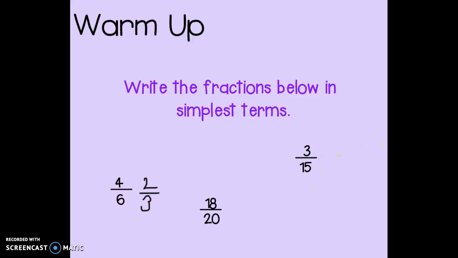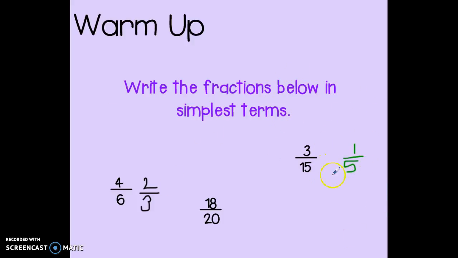Let's look at this number, 3/15. This one gets a little trickier because if I look at it, I see that 2 doesn't go into each of those numbers evenly. Let's try 3. Does 3 go into the number 3? Well, yeah, 3 divided by 3 is 1. Does 3 go into 15? Yes, 15 divided by 3 is 5. Now I know I have this fraction in simplest terms.